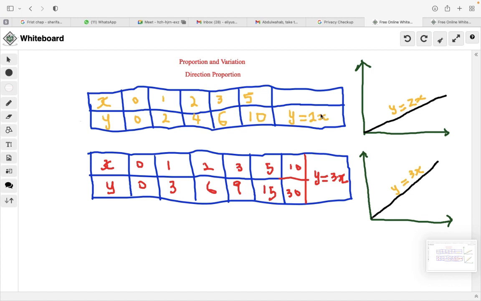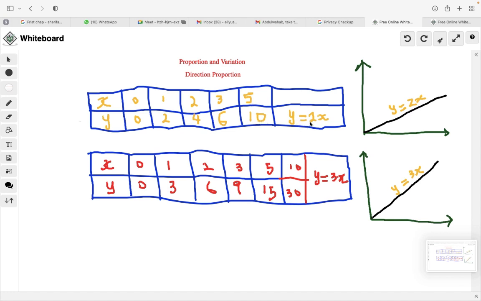You can see this is a direct proportion of the function y equals 2x, meaning for every value of x, y will double. For every value of x, you multiply by 2 and you get the corresponding value of y. When x is 0, we get 0. When x increases from 0 to 1, y increases from 0 to 2, twice the value. Then x increases from 1 to 2, and y increases from 2 to 4, twice the value. X increases to 3, this one doubles. When we have 5 for x, the value of y will double.